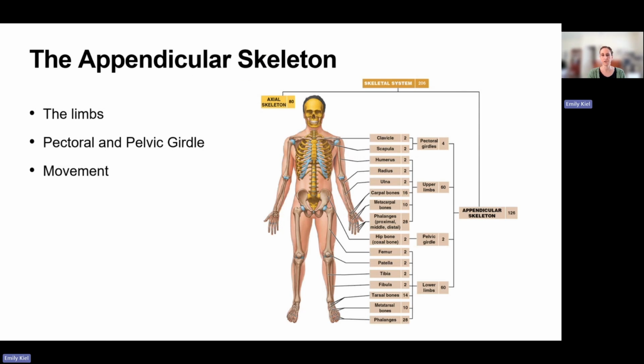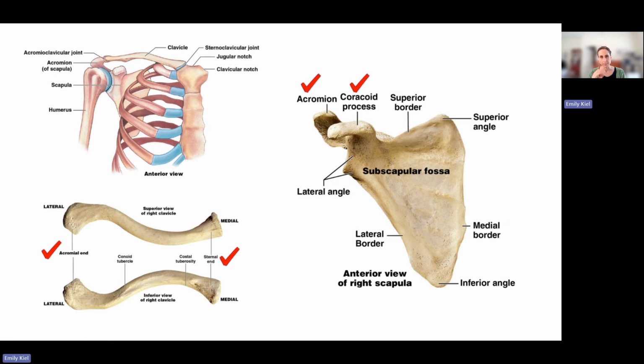Here we've got the appendicular skeleton. So we finished the axial skeleton where we have limbs, the pectoral and pelvic girdle, and then function's going to be for movement. So here we're looking at the pectoral girdle. That's what's going to attach the arm to the axial skeleton. And really that main attachment is here at the sternoclavicular joint, where the clavicle and the sternum join.